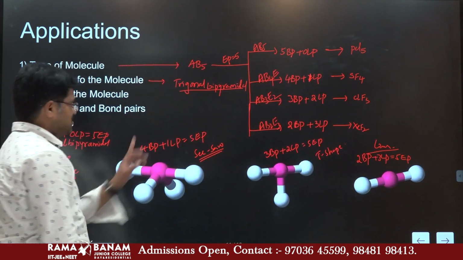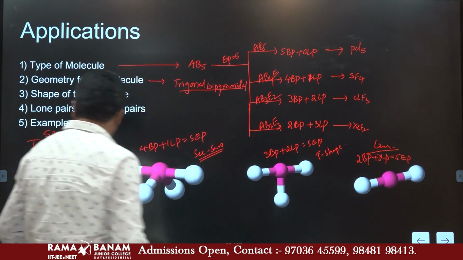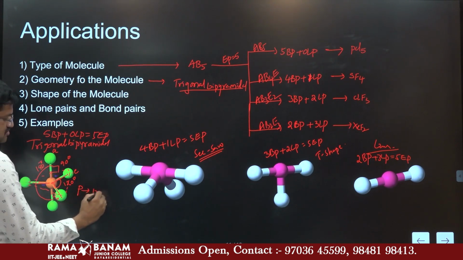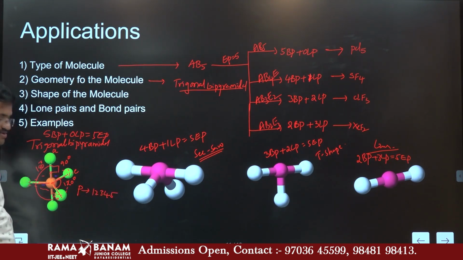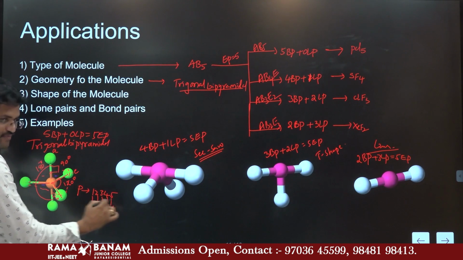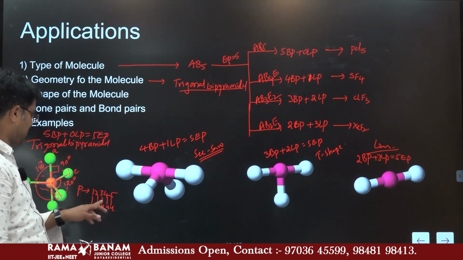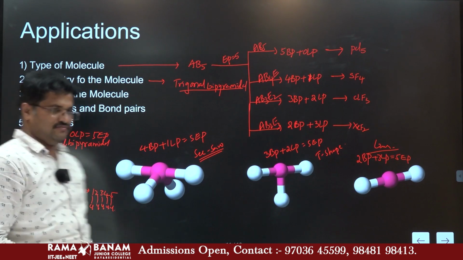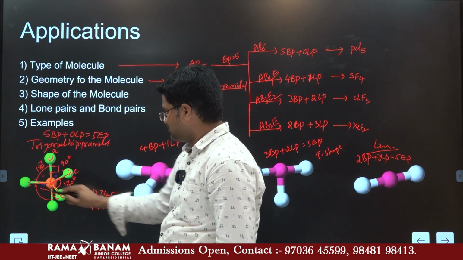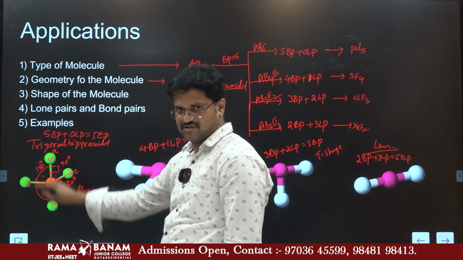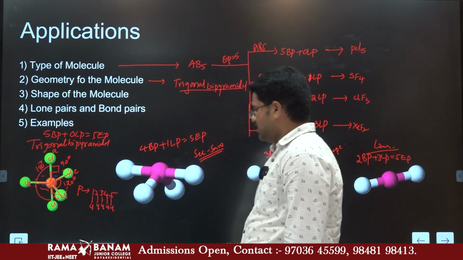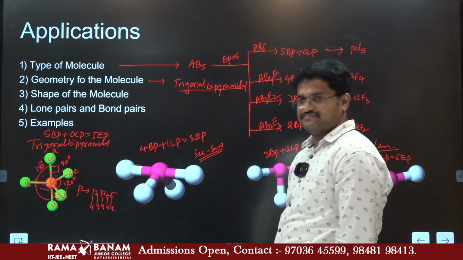In PCl5, phosphorus is a 5th group element, 5 electrons in valence shell. 5 chlorines form 5 bond pairs, so 5 bond pairs plus 0 lone pairs. Phosphorus is the central atom, and the remaining chlorines are bonded. This is the phosphorus, these are 5 chlorines. So this is trigonal bipyramidal shape.